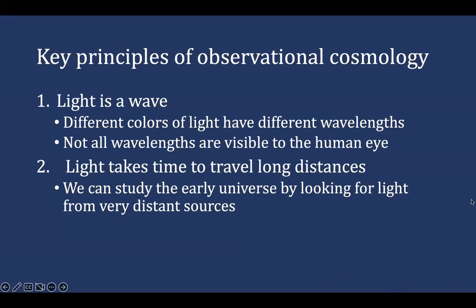So that is the second key principle of observational cosmology. We can study the early universe by looking for light from very distant sources.